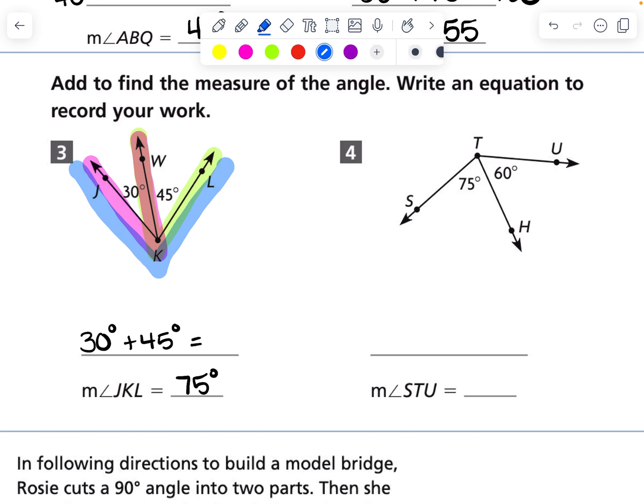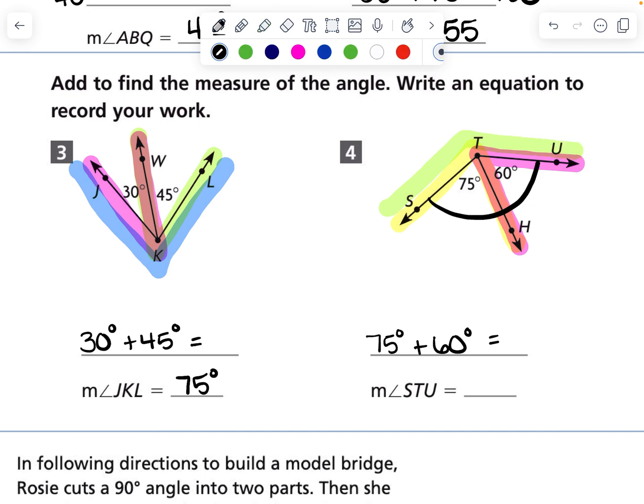Even though our angle looks upside down, I know that I can join STH with HTU, a 75-degree angle, plus a 60-degree angle, to find the total measure of angle STU. If I add 75 degrees plus 60 degrees, I get an angle measure of 135 degrees.